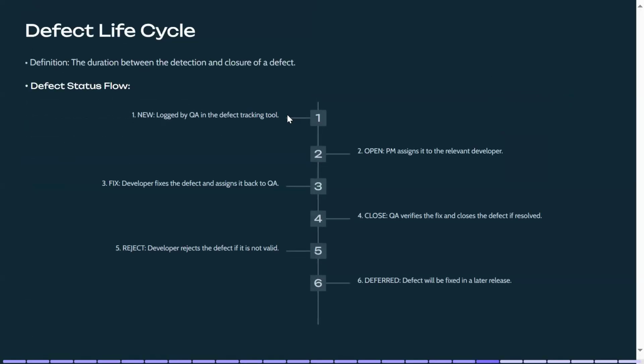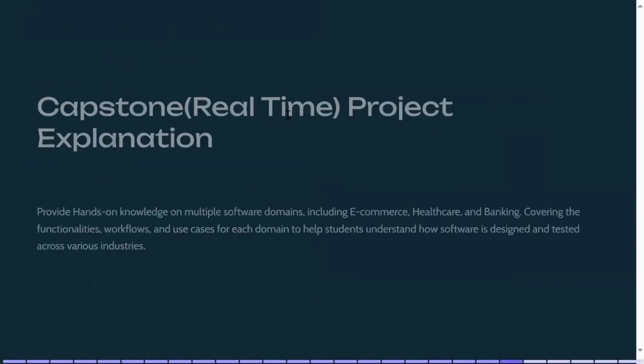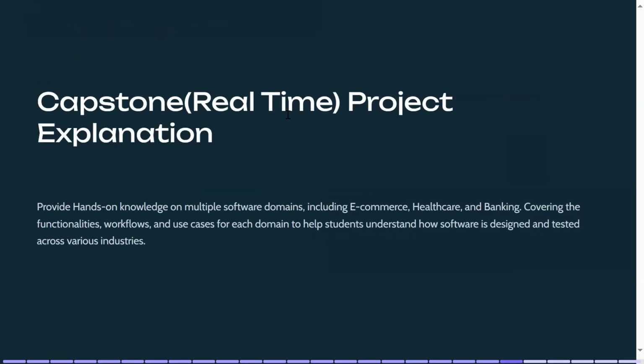As I said, one of the main roles of a software test engineer is to find a defect and log a defect. So these are the steps where we log a defect in our test management tool. This is the process we need to follow, and that will be discussed in the next slide. We will also explain the capstone project. We will consider real-time software domains, including e-commerce, healthcare, banking, and come up with real-time use cases and workflows, which really help to understand the functionalities.